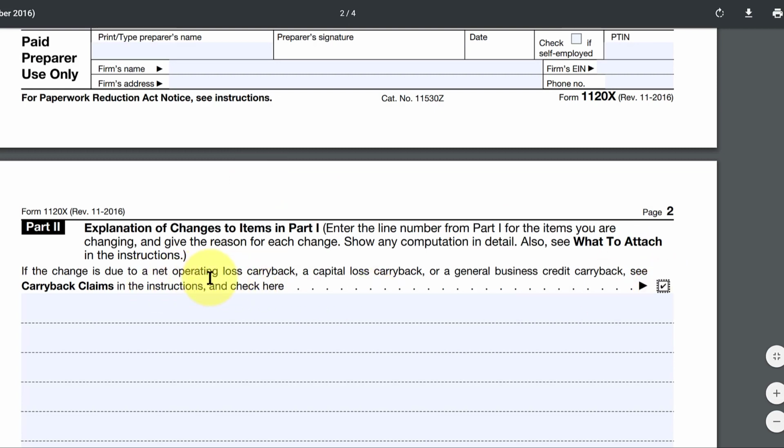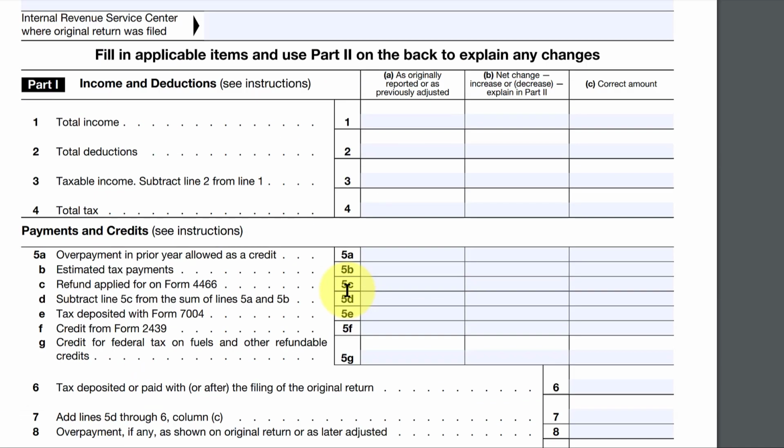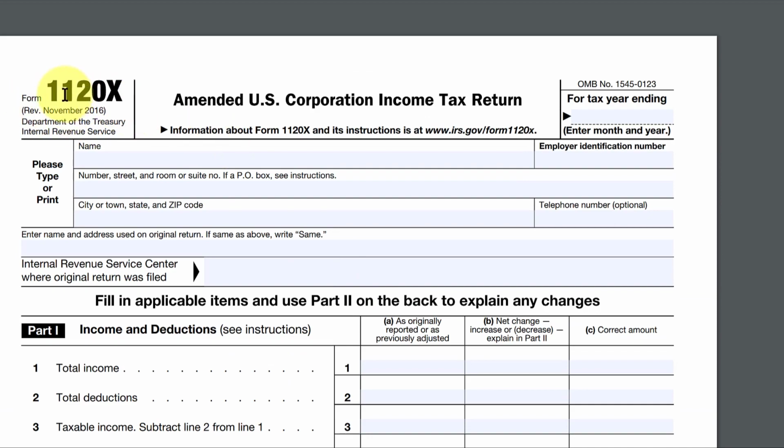Again, you can go back now for 5 years, or carrying back a capital loss to the extent of any net capital gain you have in those previous years up to the past, I believe, 3, not 5, but 3 previous years. This is Form 1120X.